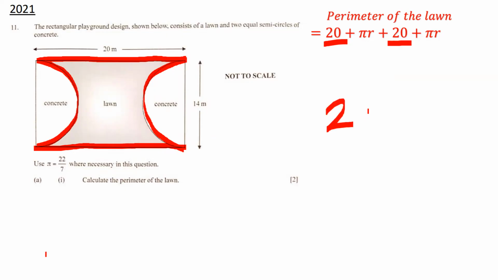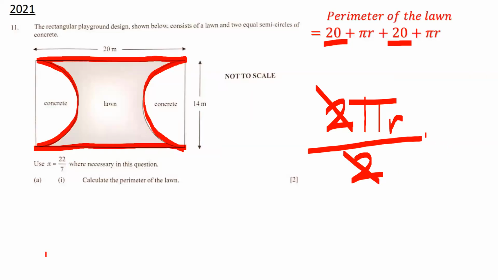We know the circumference of a full circle is 2 pi r. And if we want the circumference of half of a circle, or semicircle, we divide by 2. This 2 and this 2 cancel out, and we're left with just what? Pi r. That represents the curved portion of a semicircle. And so we have pi r to represent this curved portion, and then another pi r to represent this curved portion.